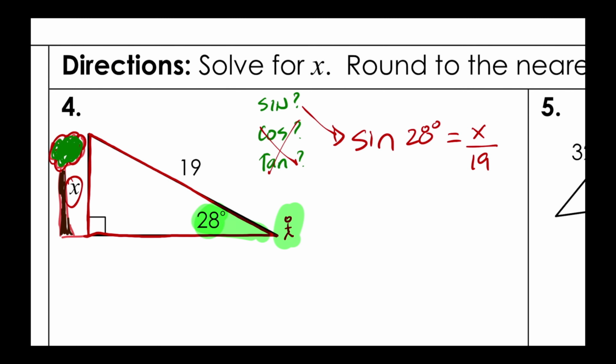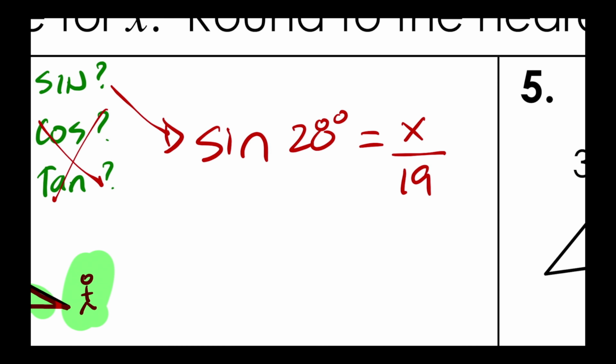And now that I actually have an angle measure here, I can solve this and figure out the height of that tree. How do I do that? Just solve. Let me show you how. The first thing I'm going to do is get x by itself. I'm dividing x by 19.